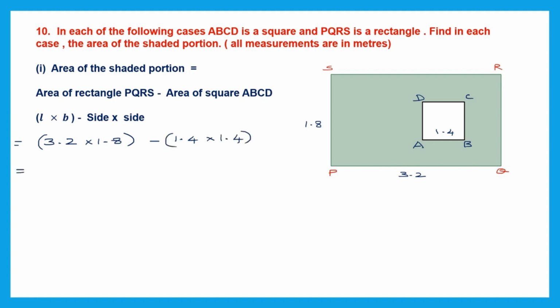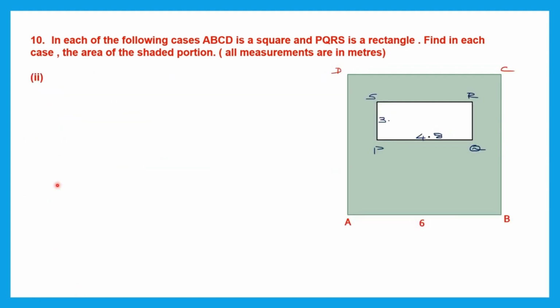So this we just have to simplify. We have to multiply 3.2 into 1.8. When you multiply two decimal numbers, you know the rules to follow. Ignore the point and multiply, and then put back the point, so you will have two decimal places. Now the answer that you get when you multiply these two is 5.76. Remember, we're talking about area, so it will be 5.76 meter square minus 1.4 into 1.4, which is 1.96, and this is also meter square. Now we just have to subtract these two. When you subtract these two, you get 3.8 meter square. So this is the area of the shaded portion, 3.8 meter square.